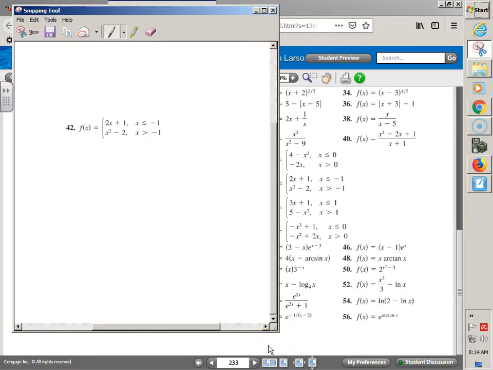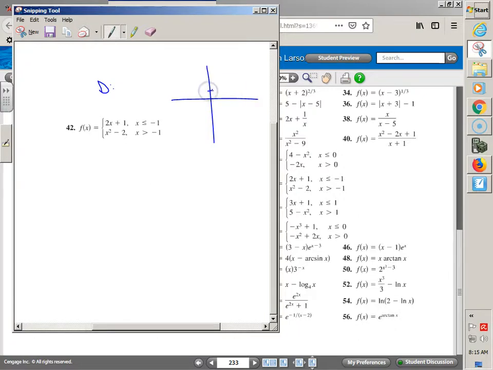Remember how at the very beginning of all of this, increasing, decreasing, relative mins, relative maxes, and in section 3.4, concavity also, the very first thing that we're supposed to think about is domain, right? And with domain, I know, it's a piecewise. You're like, I don't know. Well, okay, pause. We could technically graph this guy.